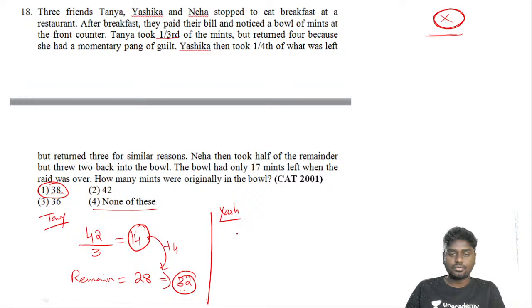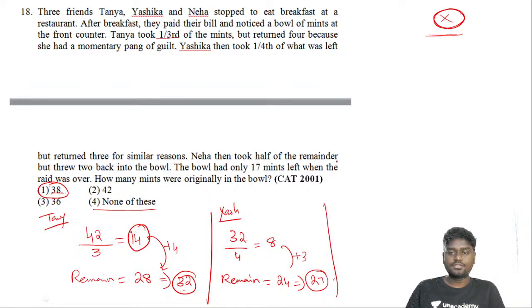From this 32, Yashika took 1/4. That is, she took 8. And also she returned how much? She returned 3. So if she took 8, the remaining will be 24. With this 24, she returns 3, so it will become 27. Is that clear, guys?